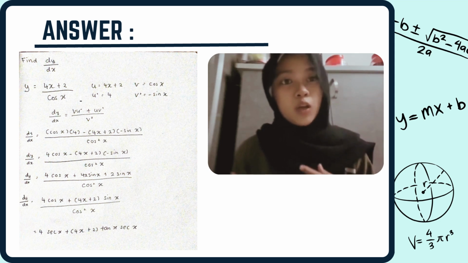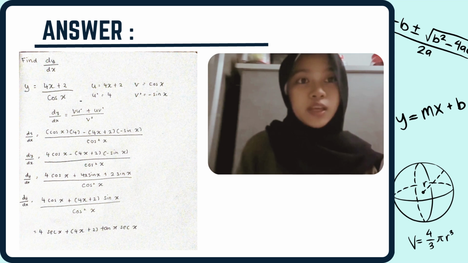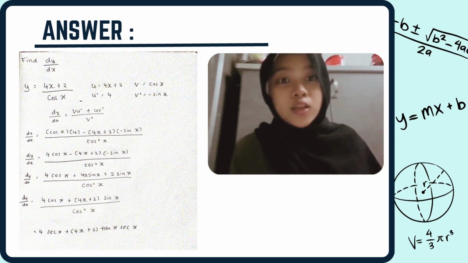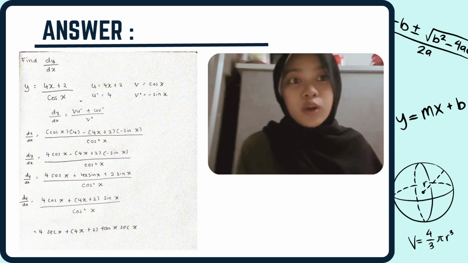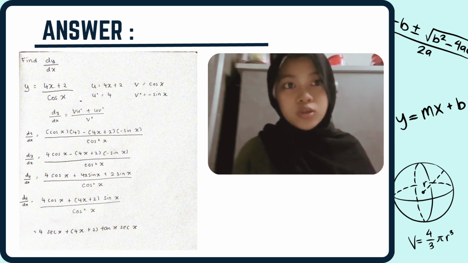As for this, it is a quotient. Why? Because it is a function that is divided by another. As you can see, at the top we have 4x plus 2 and at the bottom we have cos x. So we're going to use the quotient rule to solve this problem.